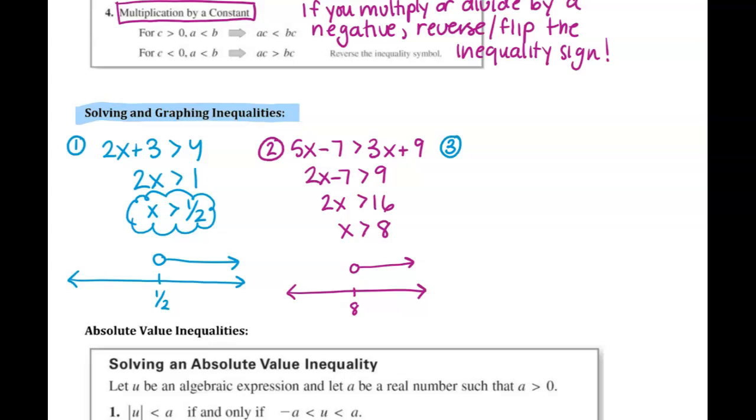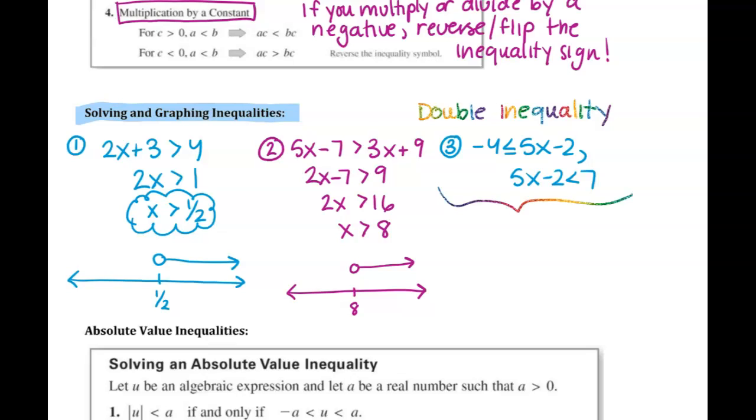The last example we're going to do is -4 is less than or equal to 5x minus 2, and 5x minus 2 is less than 7. This is called a double inequality for obvious reasons, right? Because we have two of them. And so what we can do, if we want to, is write this as a combined inequality. So we know 5x minus 2 is less than 7, and it's also greater than or equal to -4, so we can solve it all at once.